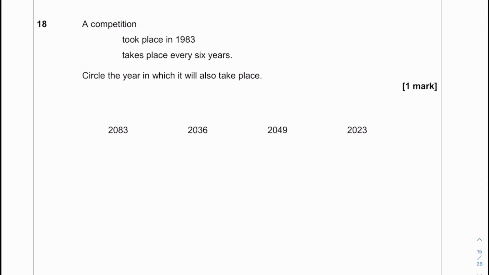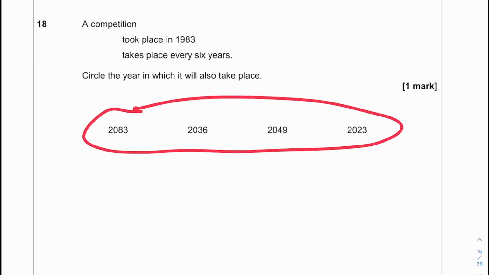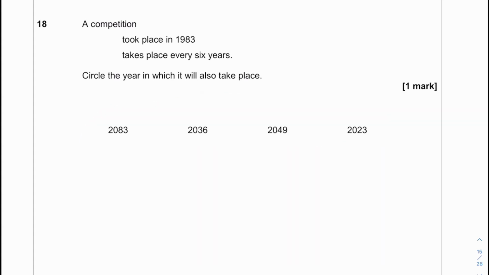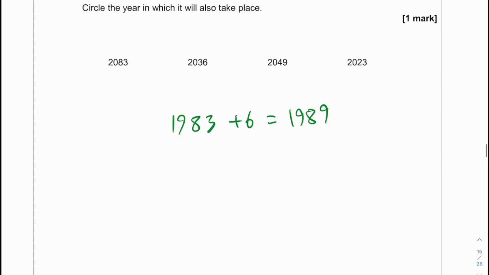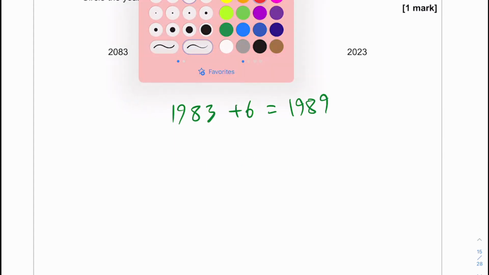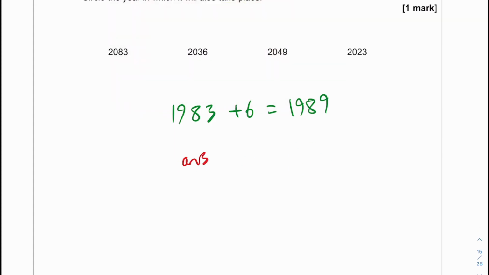Okay, so question 18 is a really easy question. We are told a competition took place in 1983, and it takes place every 6 years, and we need to circle the year which it will also take place in out of these 4 options here. So what we do is we go to our calculator and we type in 1983, and then we do plus 6, and this will give us 1989. Then what we're going to do is click answer in our calculator and then plus 6 and then press equals.